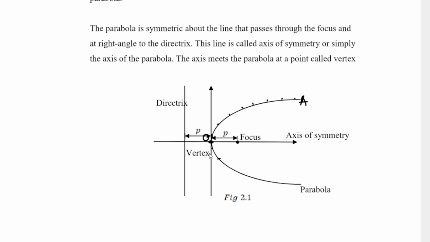Now on this same diagram, you can clearly see that from the focus to the vertex is the same as from here to here too. So from the focus to the vertex of the parabola, if it is P, then from the vertex of the parabola to the directrix is also P. That is, from the focus to the vertex is the same distance as from the vertex to the directrix.